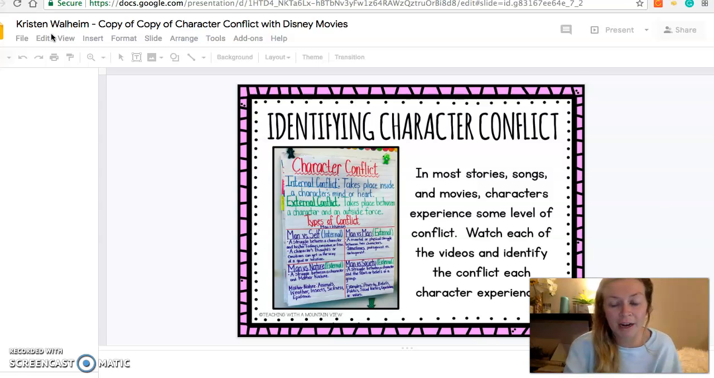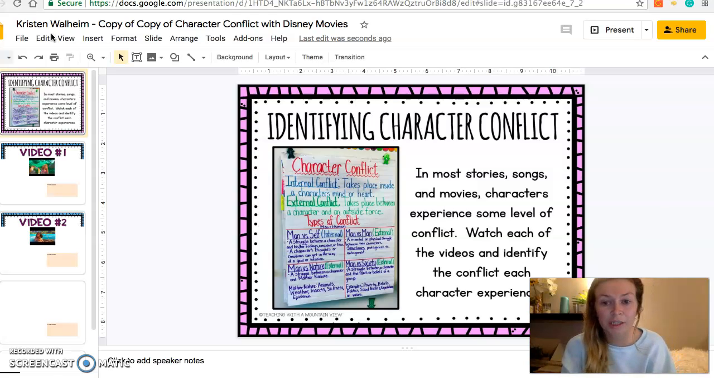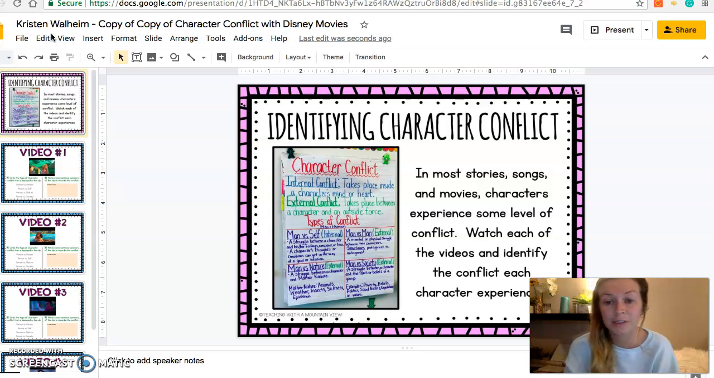So identifying character conflict. So this anchor chart's really important. It says, in most stories, songs, and movies, characters experience some level of conflict. Watch each of the videos and identify the conflict each character experiences. So let's first look at our anchor chart where it says character conflict. So we talked about internal and external conflict. An internal conflict takes place inside a character's mind or heart. An external conflict takes place between a character and an outside force. So that probably helps a little bit with our explanations.